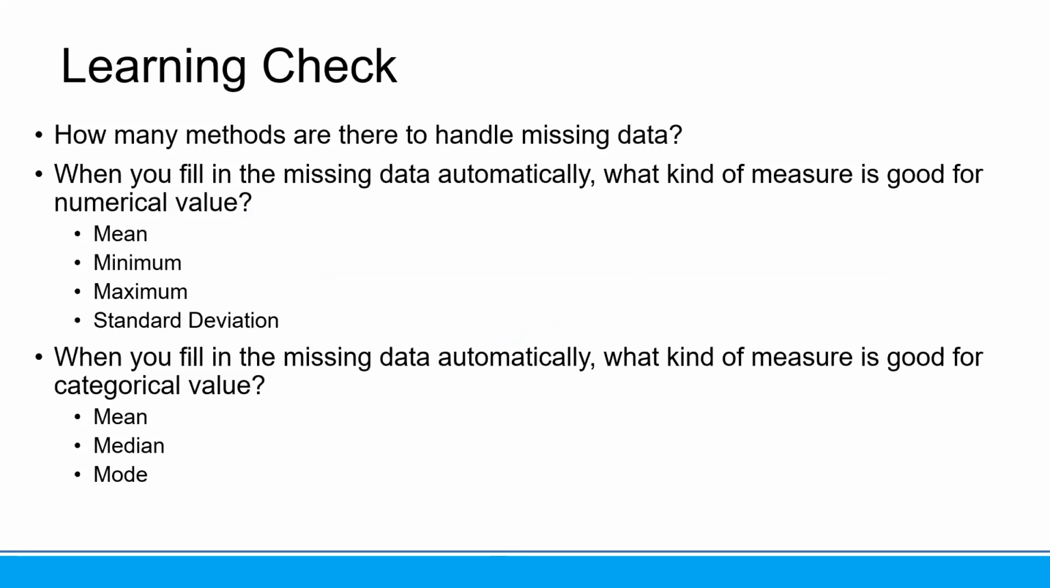Okay, so how many methods are there to handle missing data? We have 3. What are they? The first is ignore the tuple. Second is fill in manually. And the third is fill in automatically.